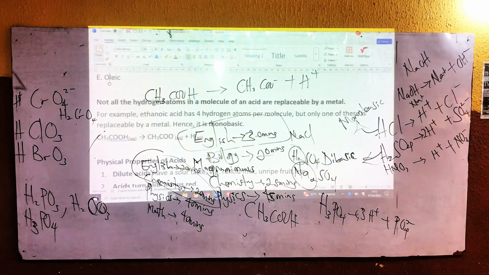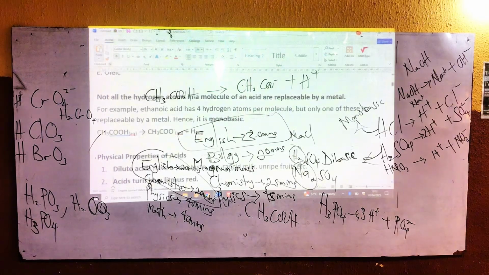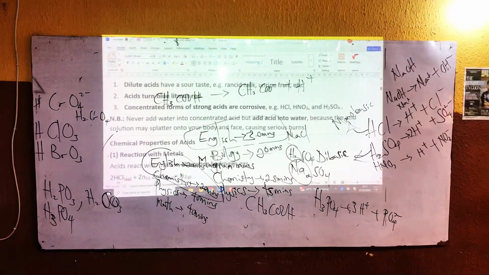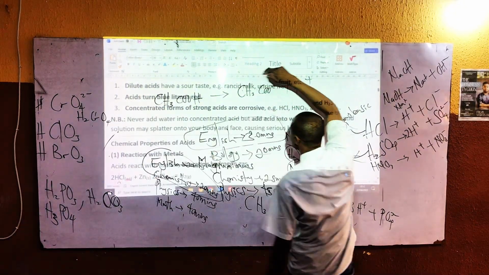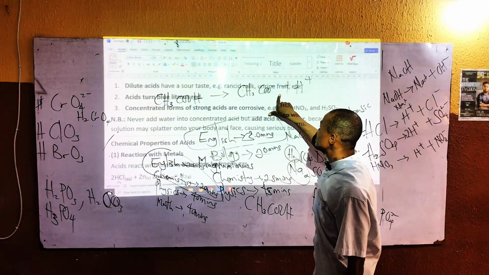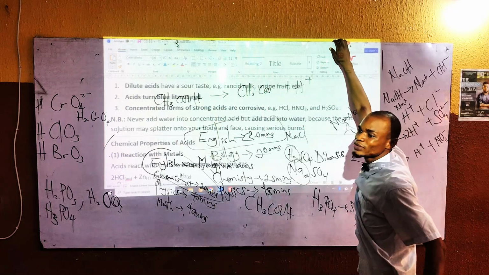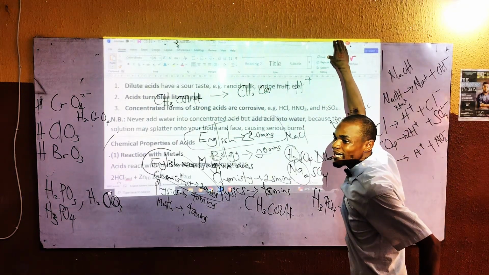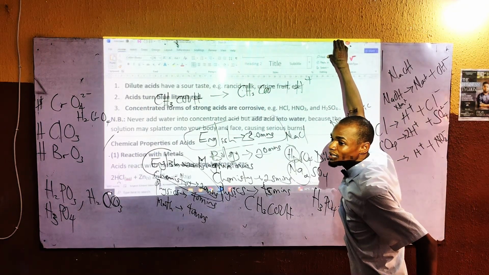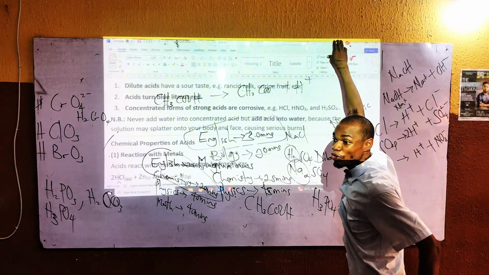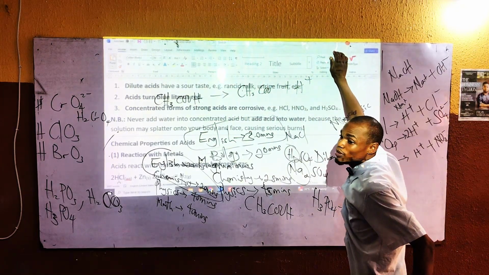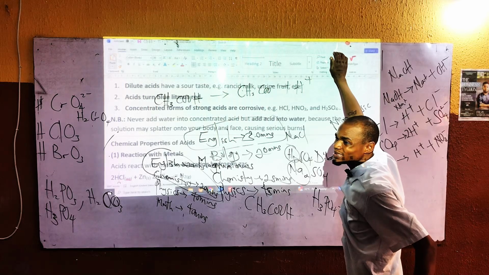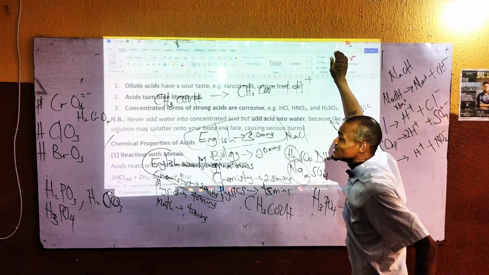Now, physical properties of an acid, you have to know this very well. Dilute acid has a sour taste. Rancid milk has lactic acid. Unripe fruit has acid. An unripe orange is very sour, an unripe lemon is very sour, an unripe pineapple, go and try it. Your teeth will be gummy for like 4 days because the concentration of the acid is very high there.